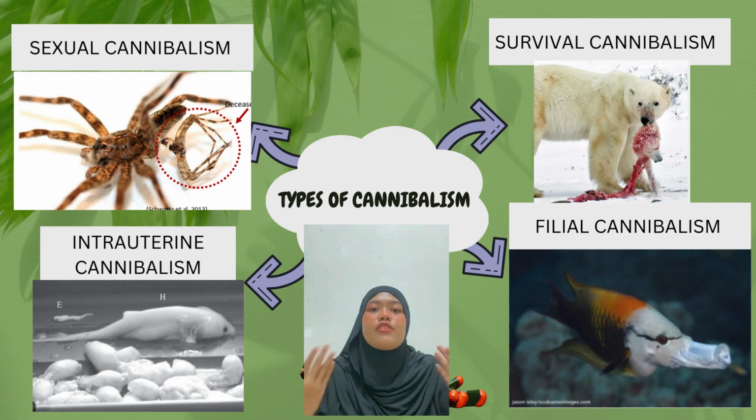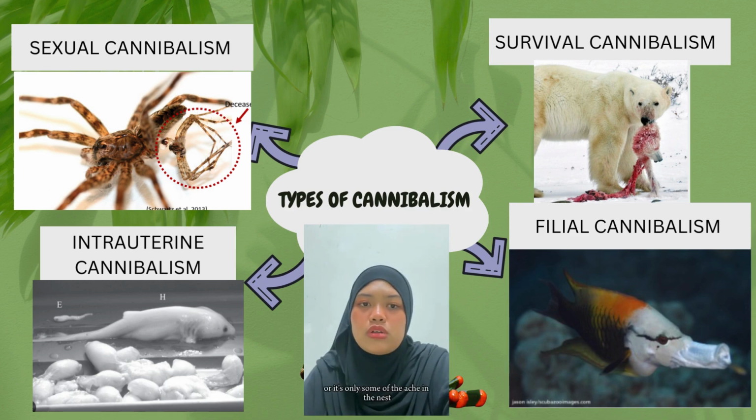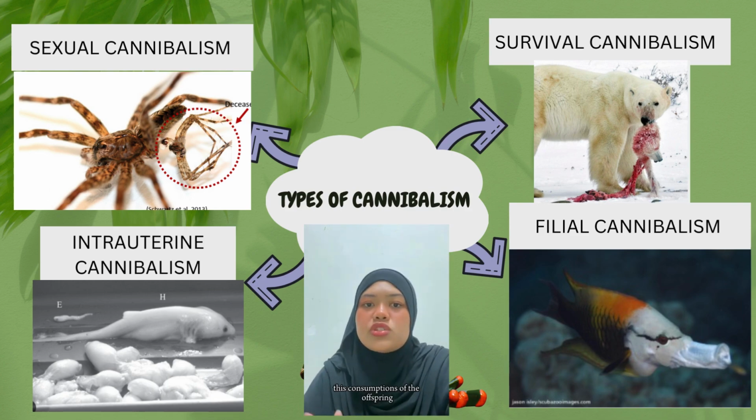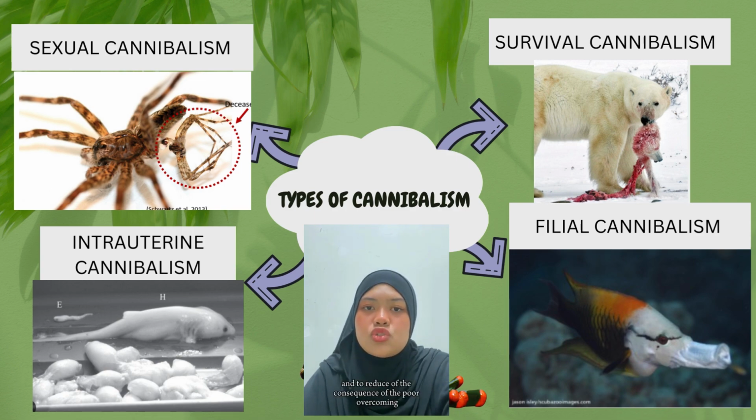Filial cannibalism. Certain families of fishes exhibit filial cannibalism, where the cannibalistic parents either consume their whole brood or eat only some of the eggs in the nest. This consumption of the offspring might be an adaptive strategy of the parents to maximize lifetime reproductive success through nutrition gains and to reduce the consequences of brood overcrowding.